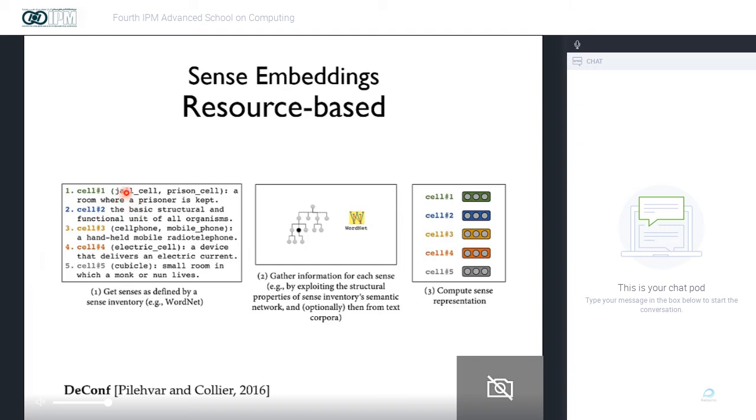And we try to exploit the information encoded here, like the synonymous terms, the definition, what we call gloss, or maybe usage examples of that word. And we try to exploit the knowledge here in order to come up with different distinct representations for the word. So just to say very briefly, there are two different types of sense embedding techniques: resource-based and text-based.